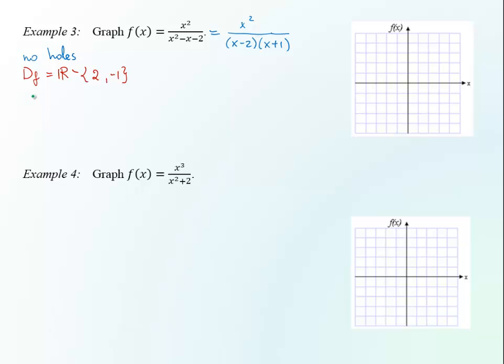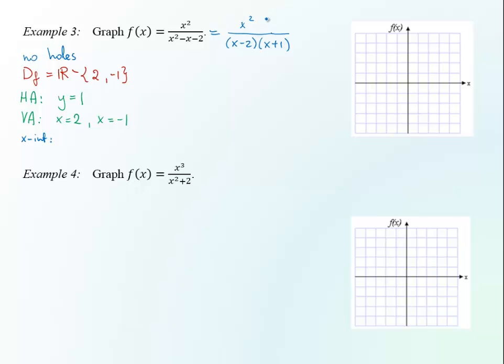Now asymptotes. Since both numerator and denominator are of the same degree, we are taking leading coefficients for the horizontal asymptote, and in this case it's 1. So the horizontal asymptote is y equals 1. Vertical asymptotes come from the denominator, so it's x equals 2 and x equals -1. We can easily check that there is no symmetry in this case because of this extra x and -2.